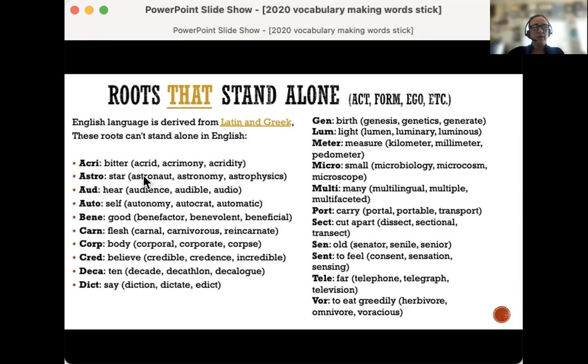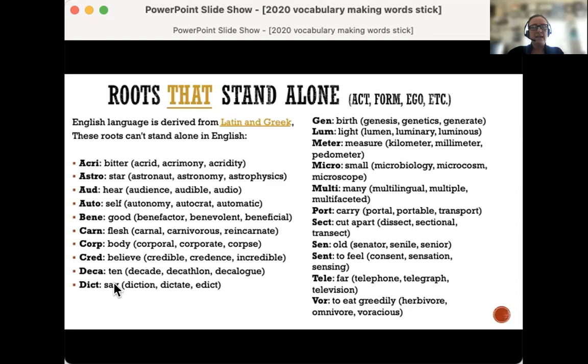We know what an astronaut is, but can it be related to astrophysics? Well, astrophysics is related to stars, so it's physics related to the study of stars, right? We know what an automobile is. So what does that mean? Itself, I'm going to move the mobile, like the car, by myself. So you can relate that to autonomy, autocrat, automatic, right? These roots really do hold a ton of meaning.